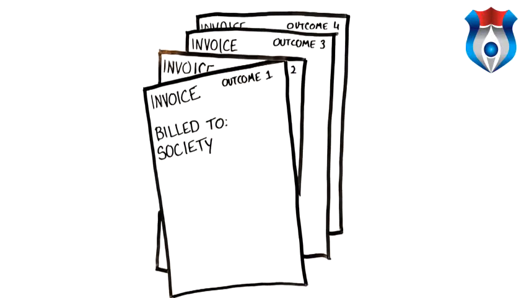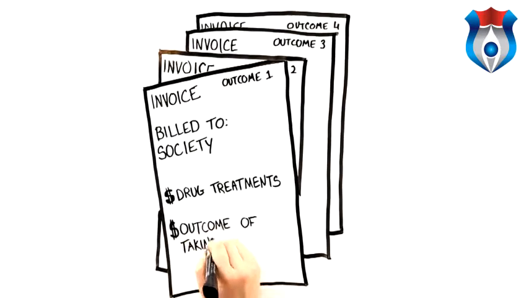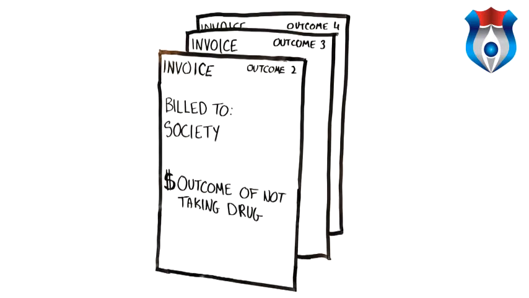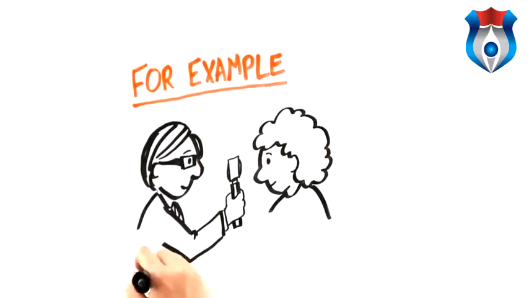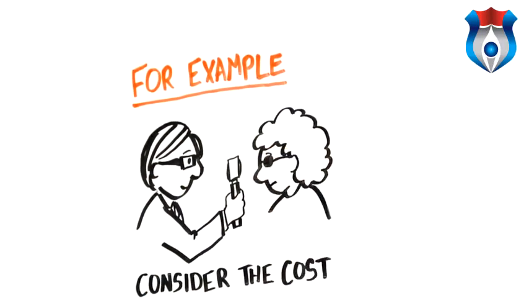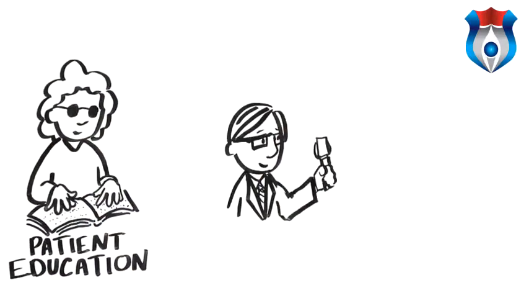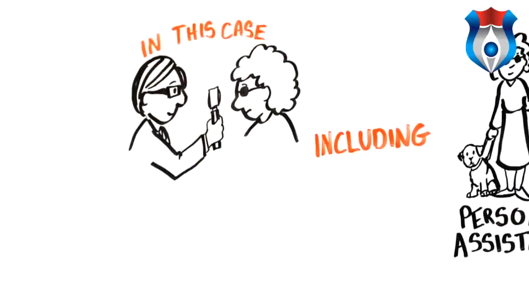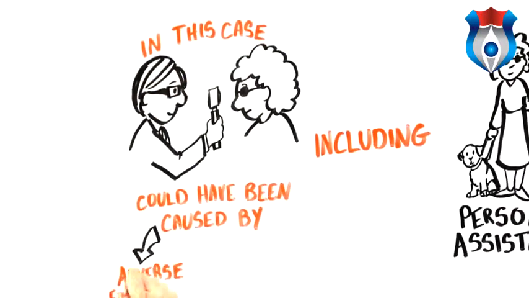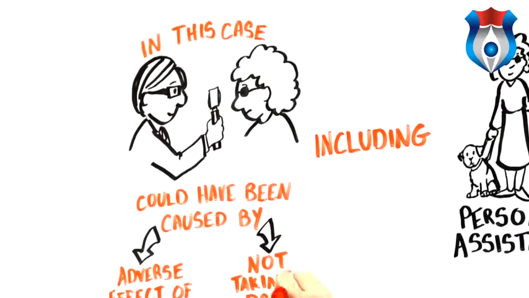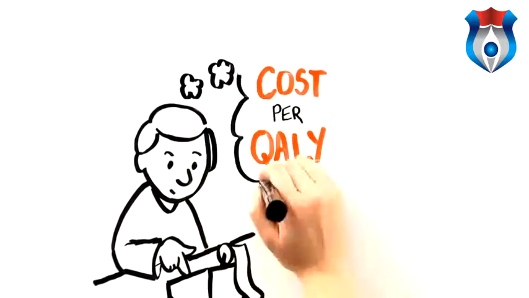Most obviously, we have to look at the cost of paying for the drug treatments, but then we also have to take into account the total cost of each possible outcome associated with both receiving the treatment and not receiving the treatment. For example, in eye care, we also have to consider the cost to the healthcare system if a patient went blind, including personal assistance, patient education, and continuing medical care. In this case, the blindness could have been caused by an adverse effect from the drug or through not taking the drug at all.